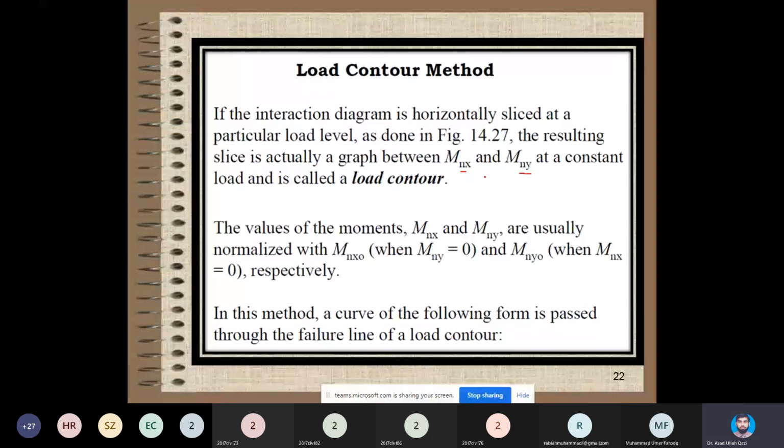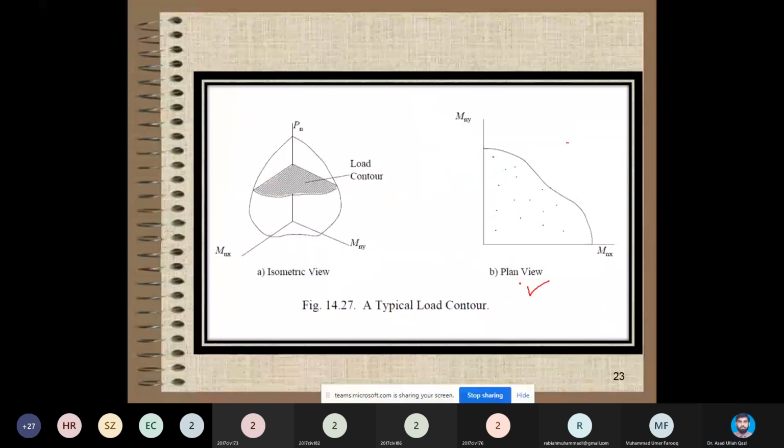The values of movements mnx and mny are usually normalized with mnx naught and mny naught. What it means is, if this is the point, it means mnx is 0. If this is the point, it means mny is 0.